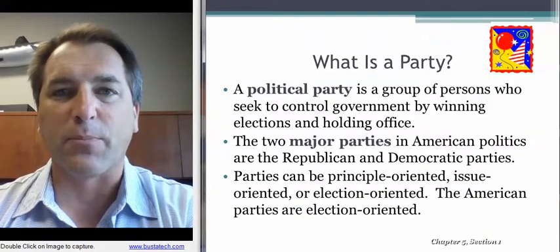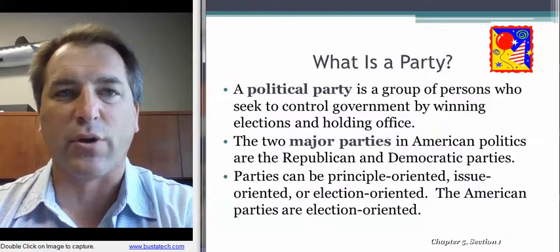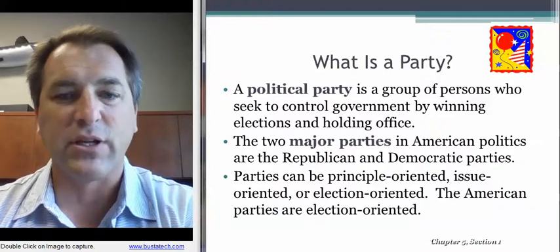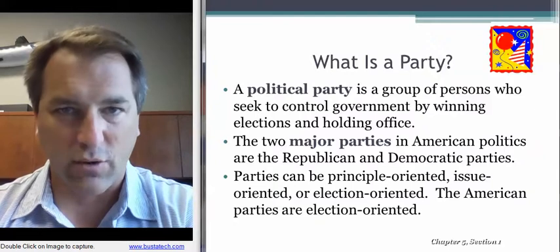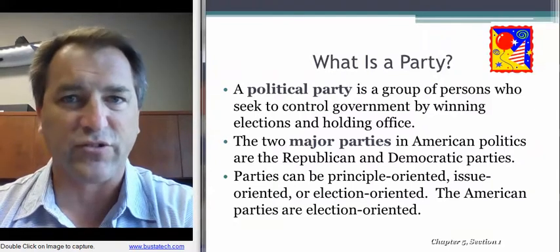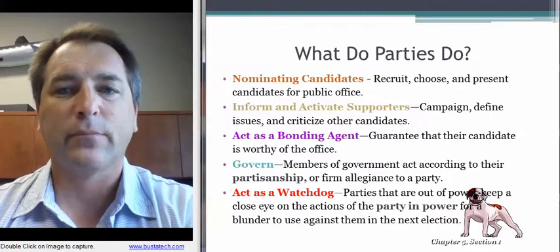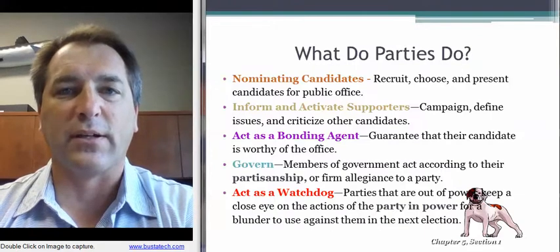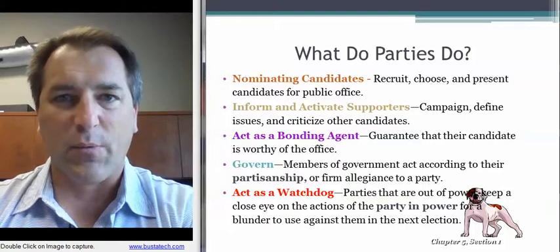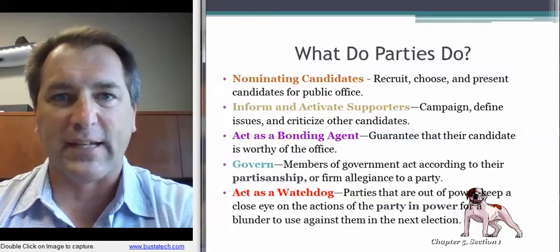Parties can be principle-oriented, issue-oriented, and so on. But in America, as I've mentioned several times, they are election-oriented. In other words, their main goal is to win those elections. What do the parties do then, besides try to win elections? Number one thing they're going to do is nominate candidates.